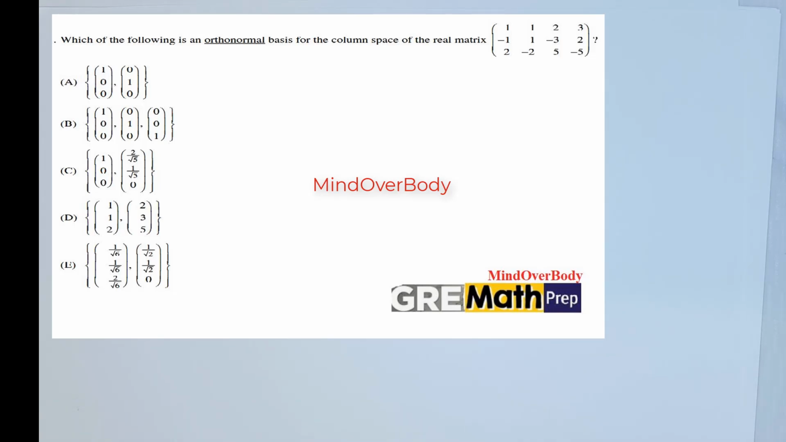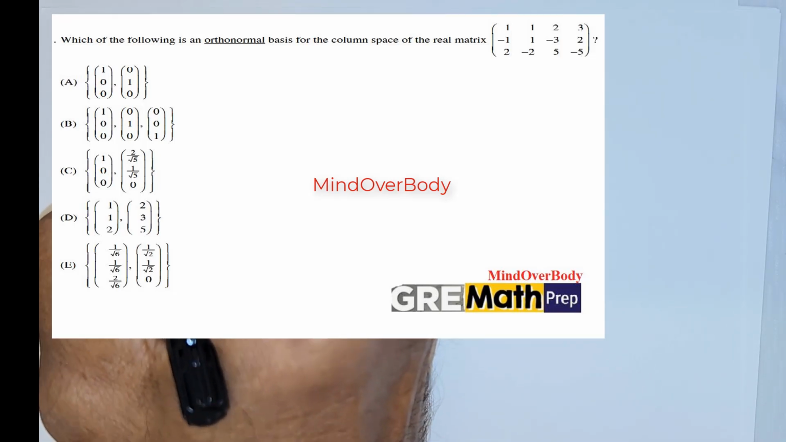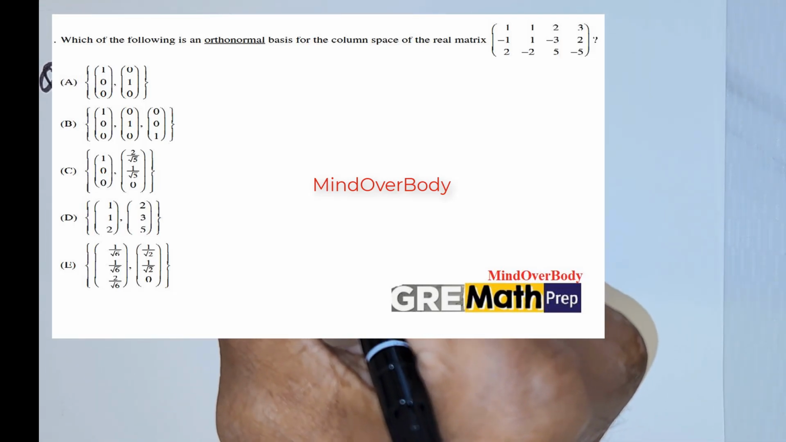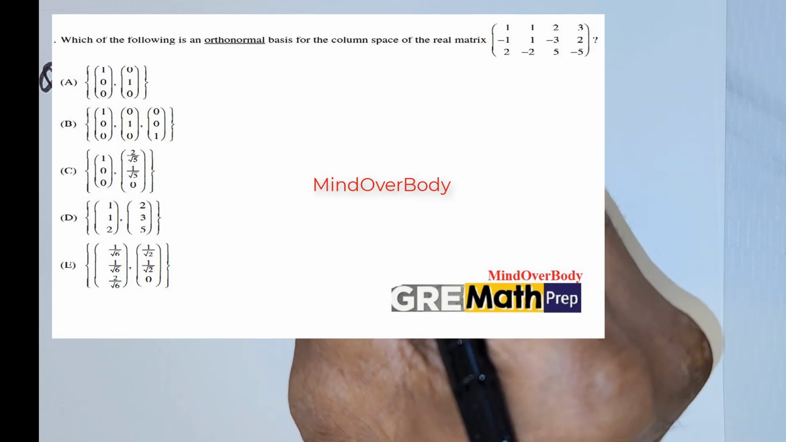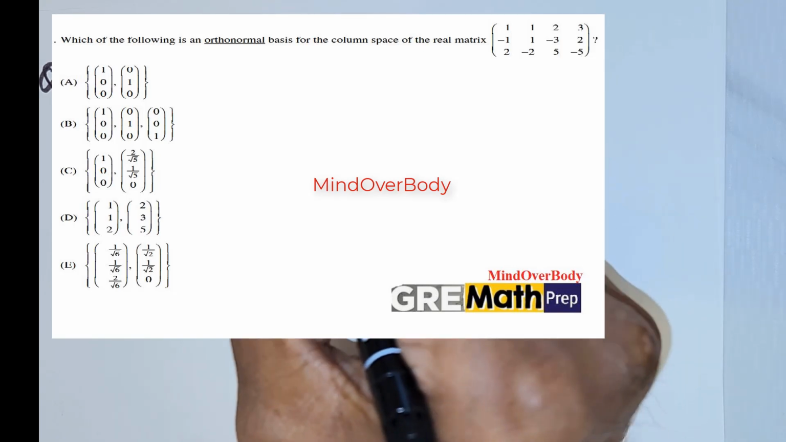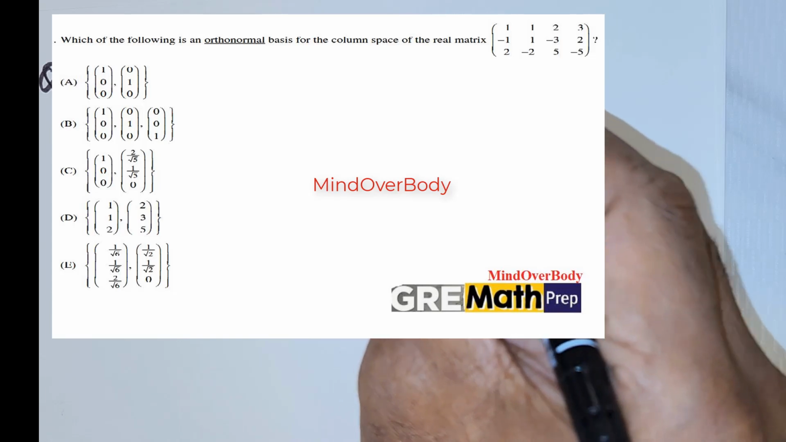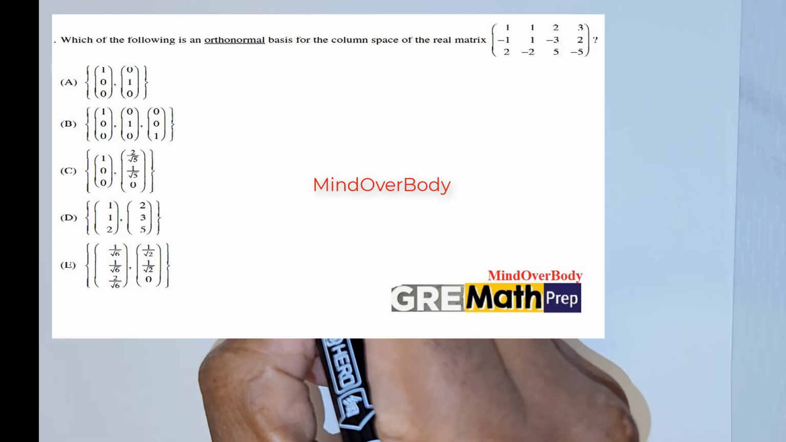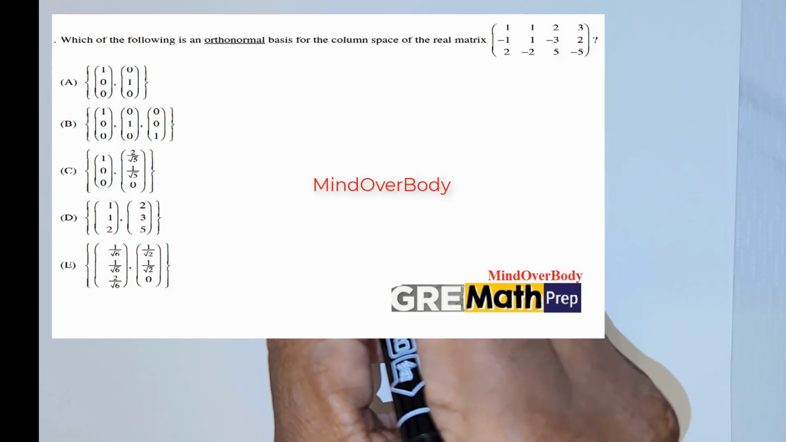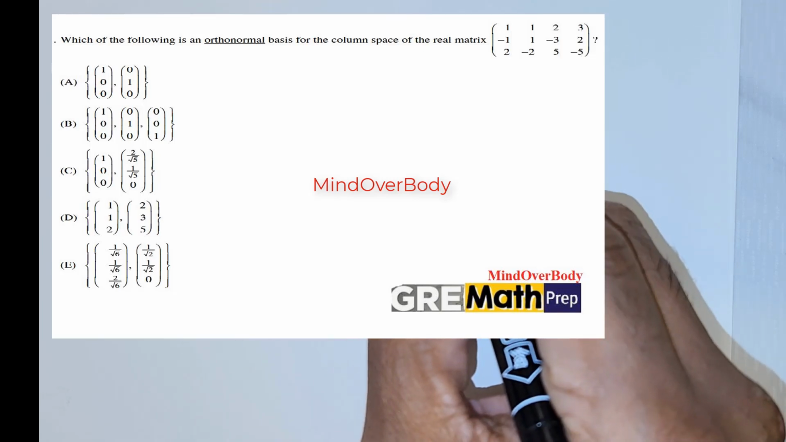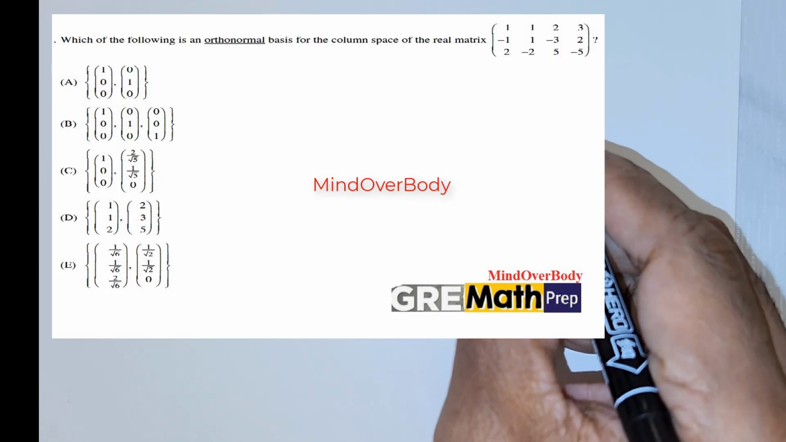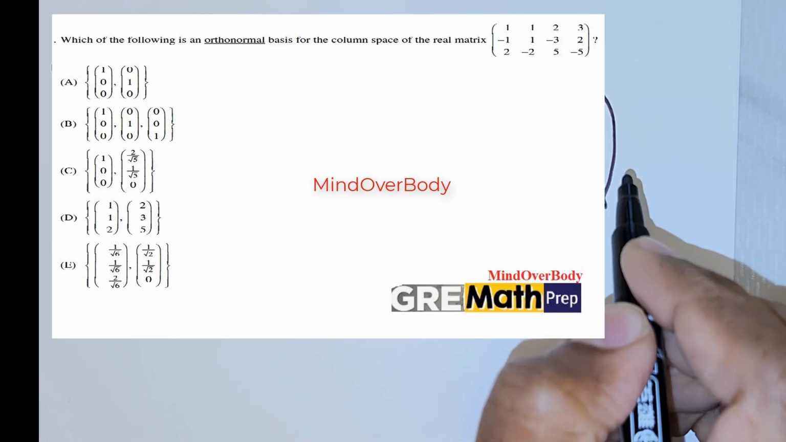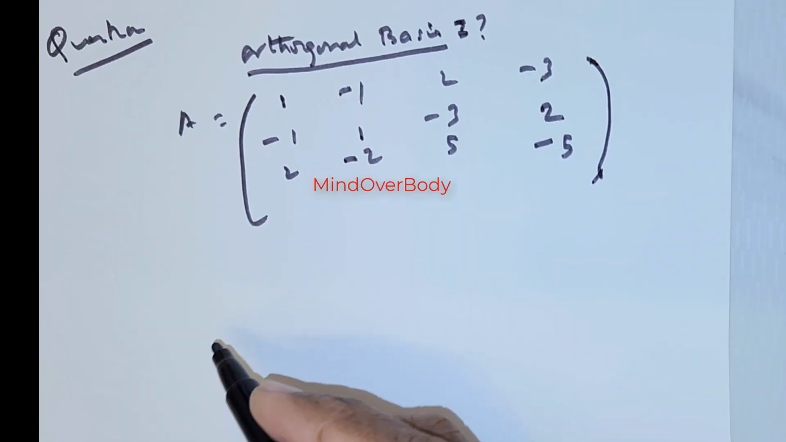Okay, this is the next question. We have to obtain the orthogonal basis. Okay, this is the requirement. Now we are given this matrix: 1, -1, 2, -1, 1, -2, 2, -3, 5, -3, 2, and -5. Okay, this is the matrix given.